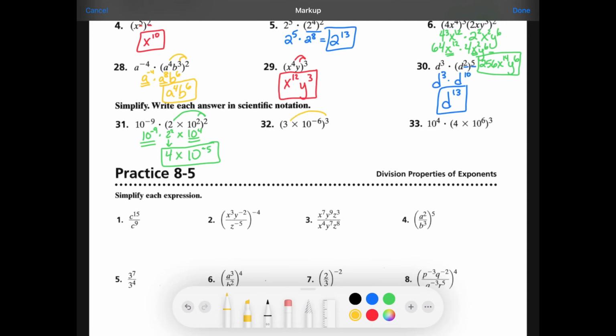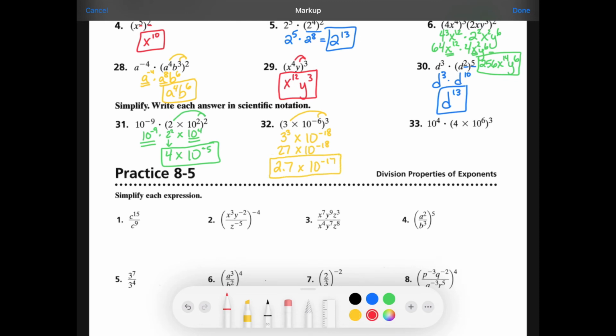3 to the third times 10 to the negative 18th. 3 to the third is 27. And then we'll have to adjust that to 2.7. Make the exponent larger, negative 17.